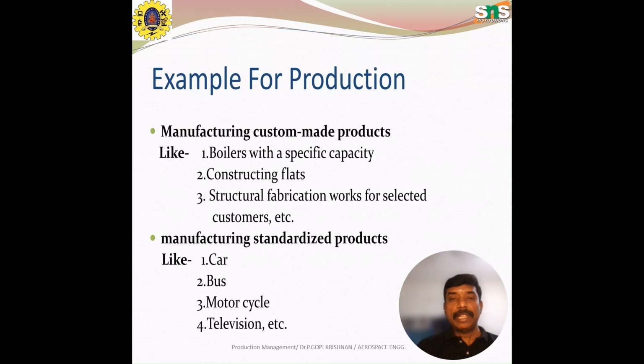Here are the examples for production. The manufacturing of custom-made products like boilers with a specific capacity, constructing buildings or flats, and structural fabrication works for selected customers all come under the production process. And also the manufacturing of standardized products like car, bus, motorcycle, and television all come under the manufacturing process.